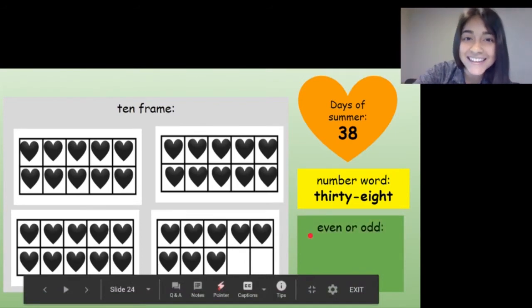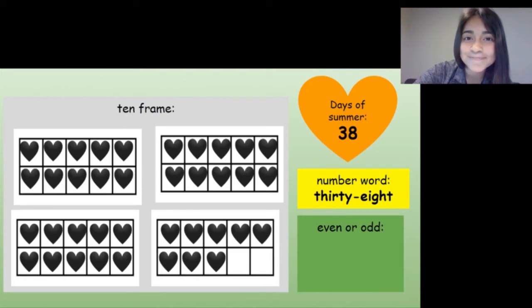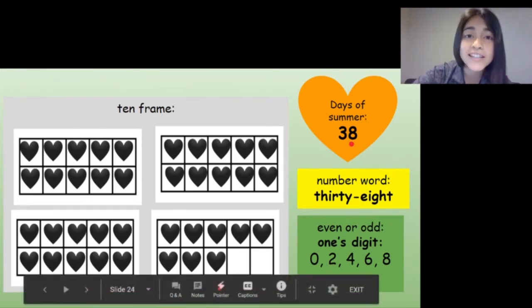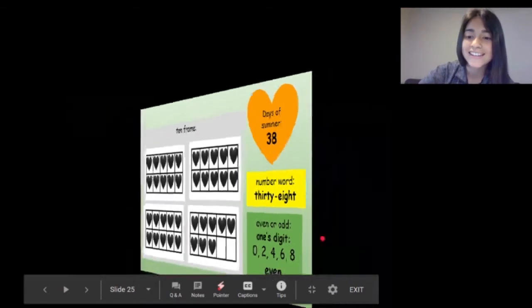Now we're going to look at 38 and see if it's even or odd. What do you think? So you can also look at the ones digit and see if it's a 0, 2, 4, 6, or 8. And that can tell you if it's even. What do you think? Yeah, you're totally right. This number is even. All of the hearts have a partner and are matched up. And also, if you look at that ones digit, it's an 8, which is one of those numbers here that tell you that it's even.